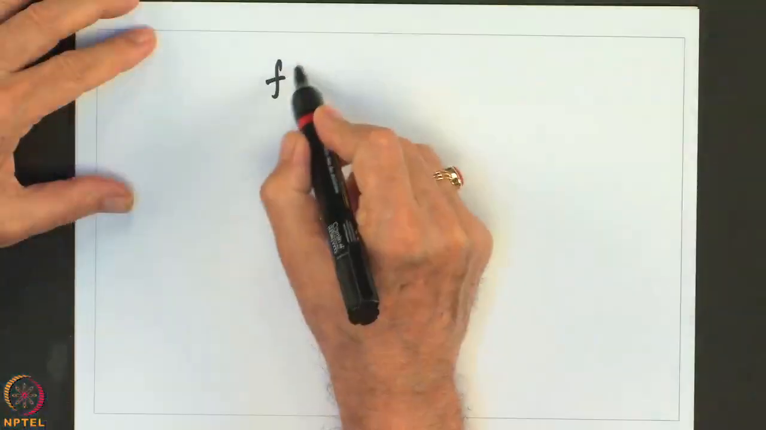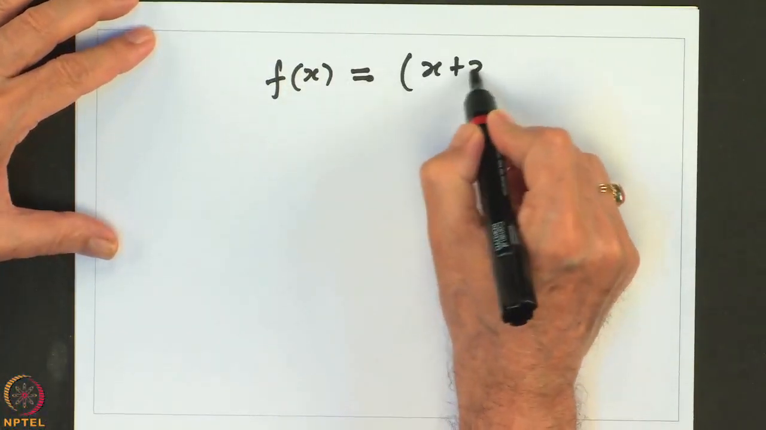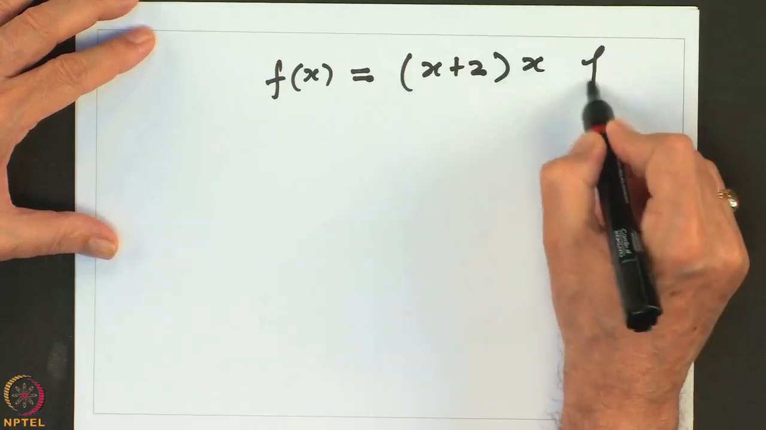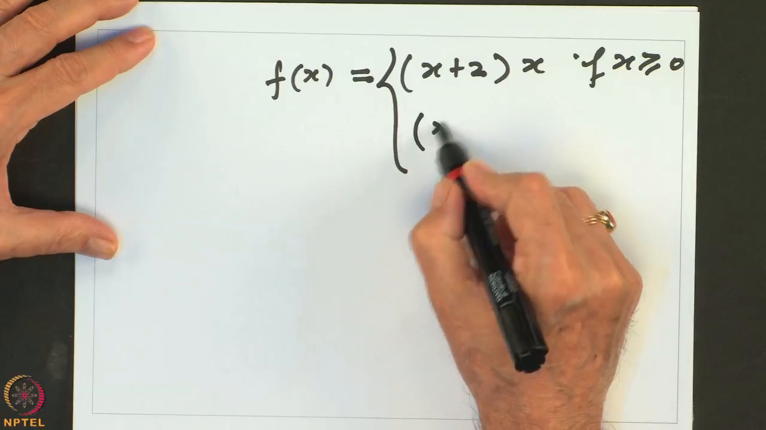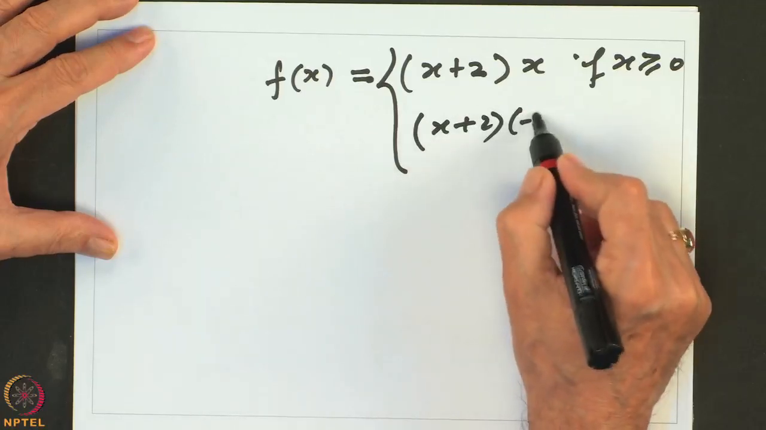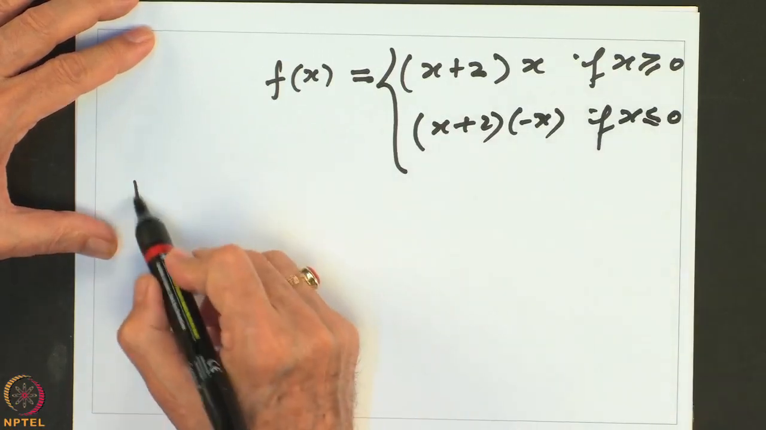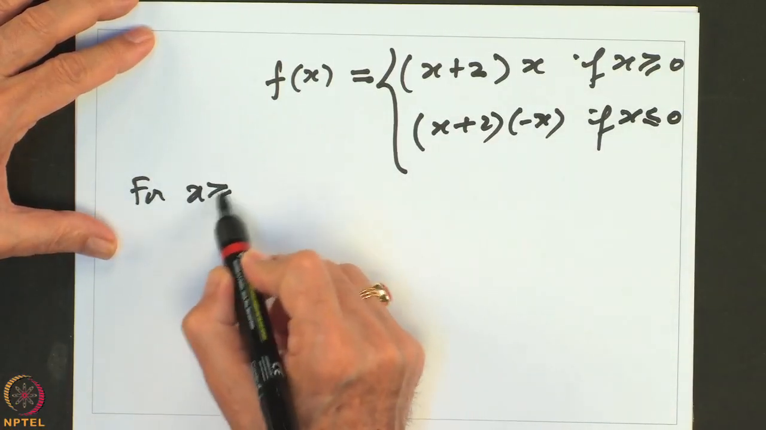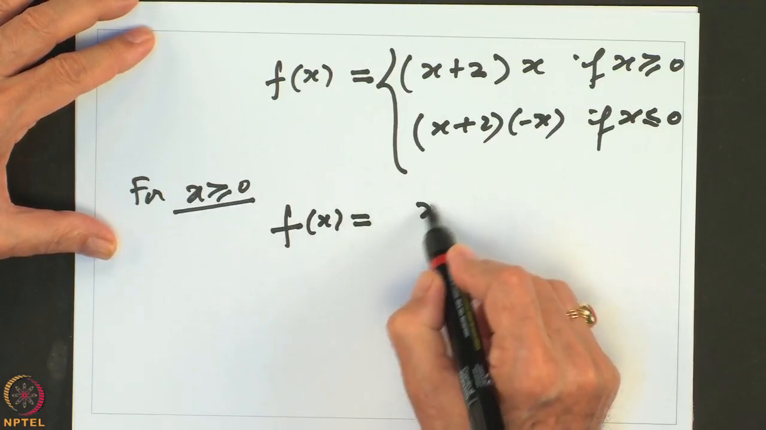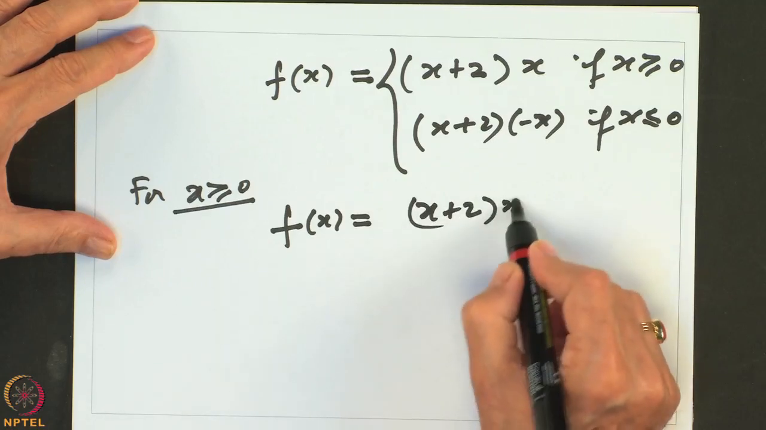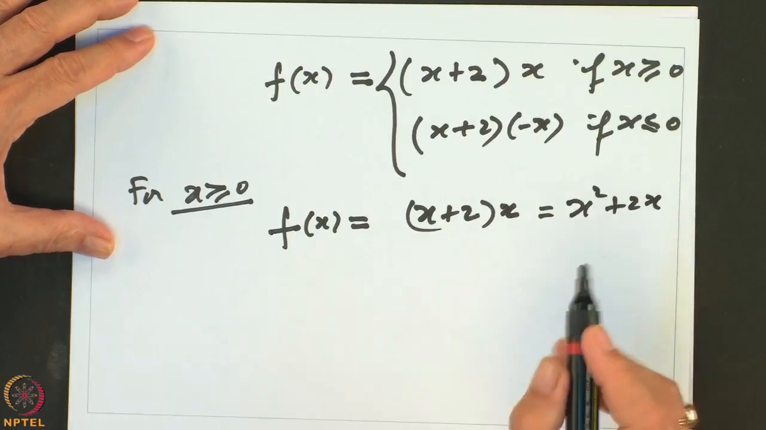So, f of x, the function is equal to x plus 2 into |x|: x plus 2 into x if x is bigger than or equal to 0, and x plus 2 into minus x if x is less than or equal to 0. So, for x bigger than or equal to 0, the function is f of x equal to x plus 2 into x, which you can write as x square plus 2x.